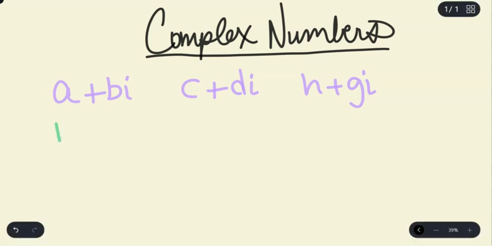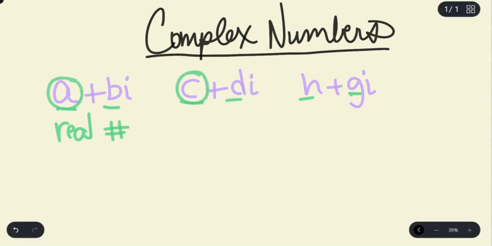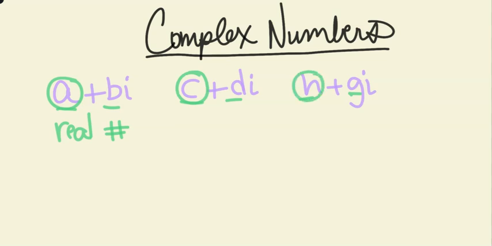The first one is that you have the real component, and that's the real number. A and B are your real numbers for this one. C and D would be your real numbers for this one. H and G are real numbers. Now, those are both real numbers. However, the A, the C, and the H are considered your real components of the complex numbers.